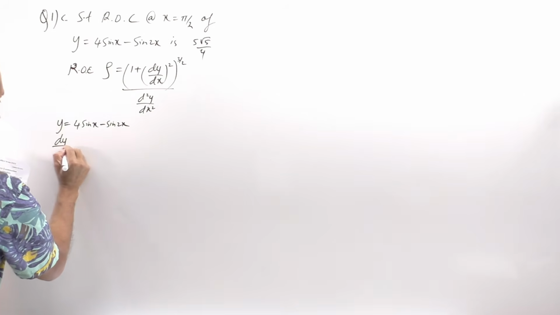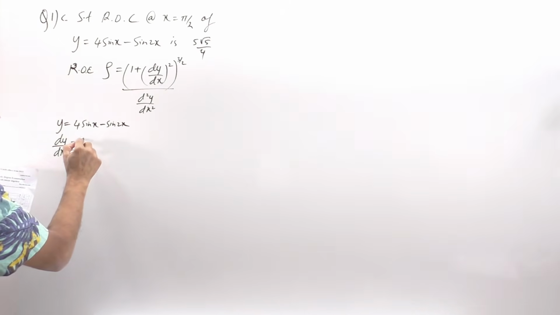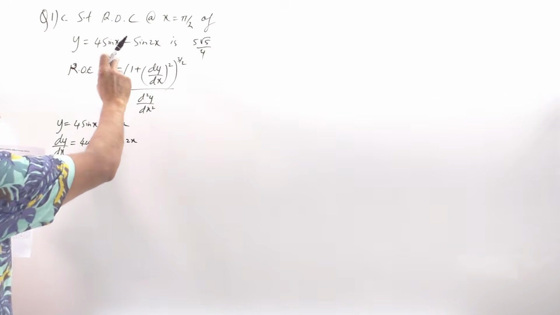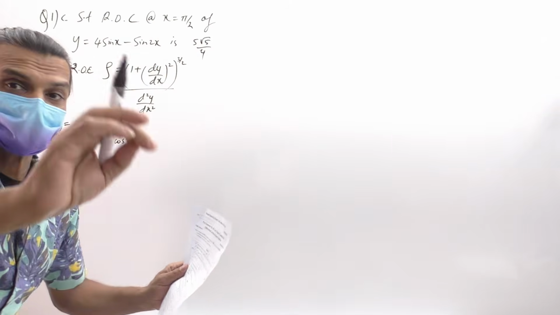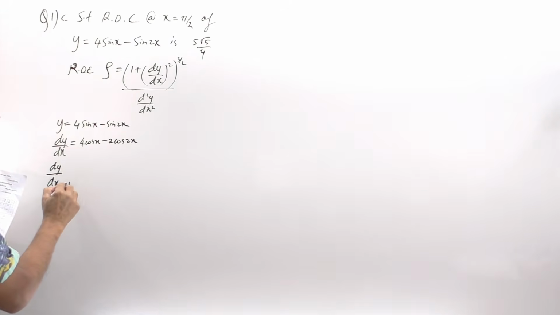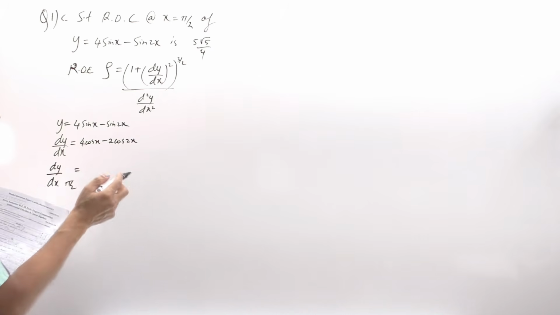That is dy by dx will be here. So it's a very simple differentiation. 4 cos x minus 2 cos 2x, right? Okay, so now see, dy by dx at, they have mentioned a point pi by 2. That means dy by dx at the point pi by 2 is equal to, see, in place of x put pi by 2, so obviously it will be 0.